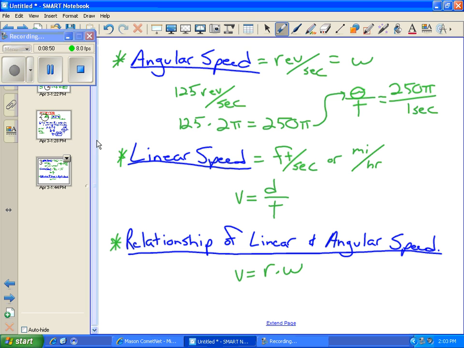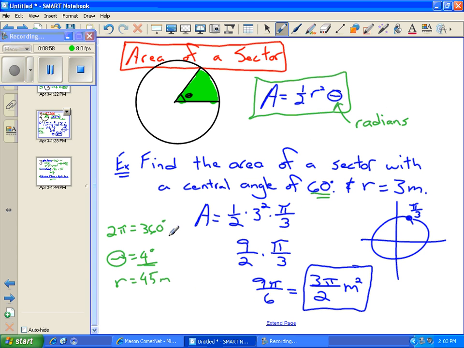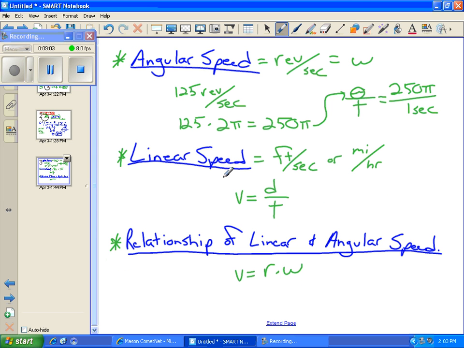So make sure you try the previous problems. Make sure you've tried the arc length stuff. Make sure you do this practice problem, and the practice problem here with area of a sector. This is a brief introduction into angular speed, linear speed, and the relationship between the two. We'll talk more about this in class tomorrow. That's all I got. Thanks.